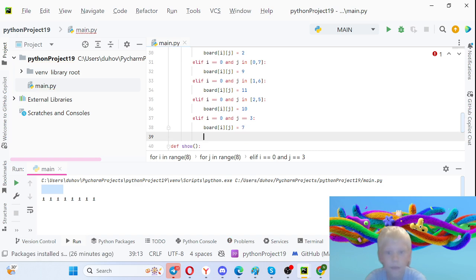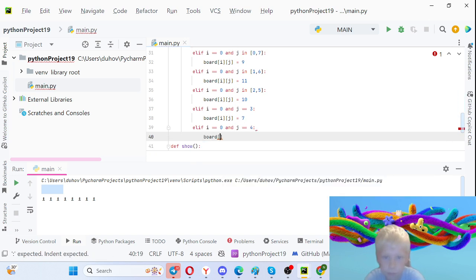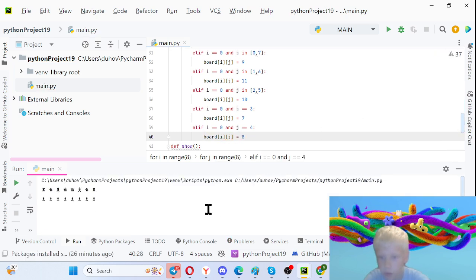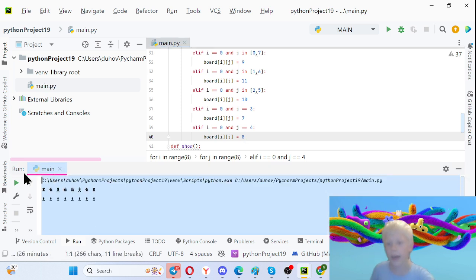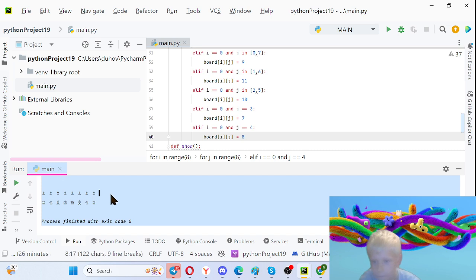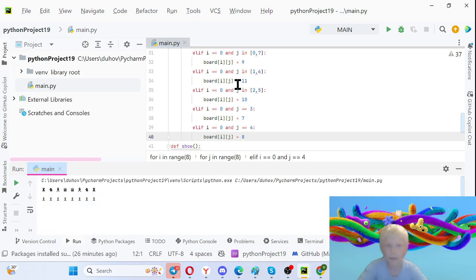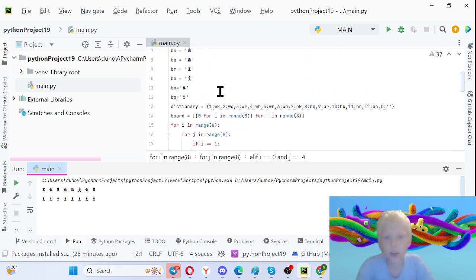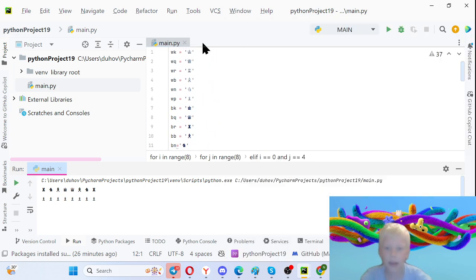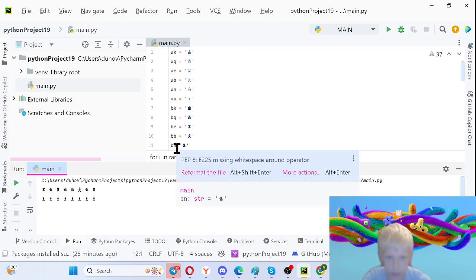7, and in 4 there is a queen. So we have done all the positions. We already have that. That is the first answer.